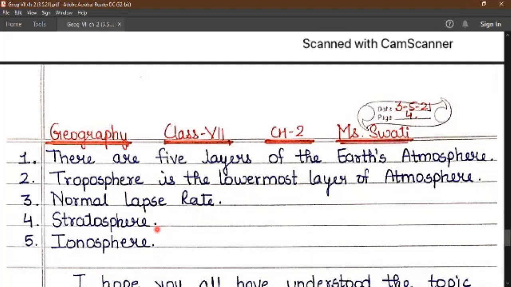So you all are required to read the chapter at least twice and complete the back exercise of chapter 2.